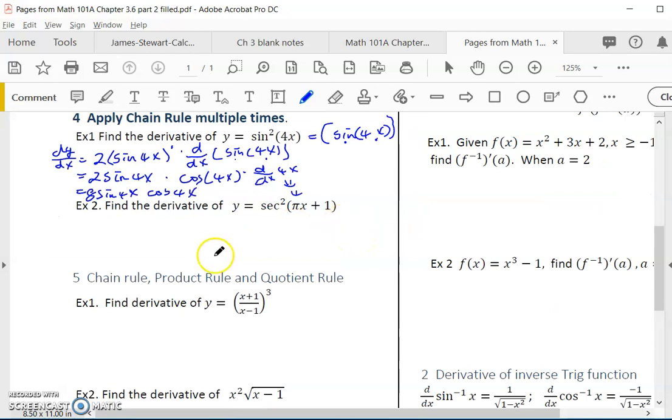So you can do this chain rule multiple times, but every time you just do the outside and then do the d dx of the inside. And then supposedly this would apply another chain rule and you can do that. So the same for this.